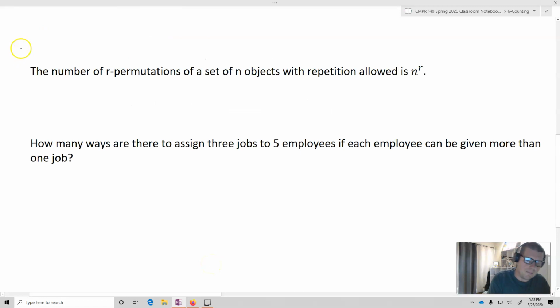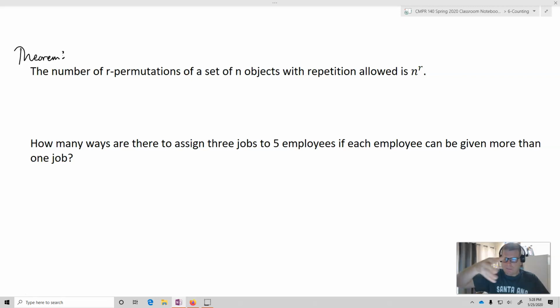So here's our theorem. And you could have guessed it a little bit. The number of r-permutations, and an r-permutation is a permutation of length r, of a set of n objects with repetitions is n to the r. Great, right? n being the size of whatever the set is that you're looking at, r being however long that string is that we're going to look at.